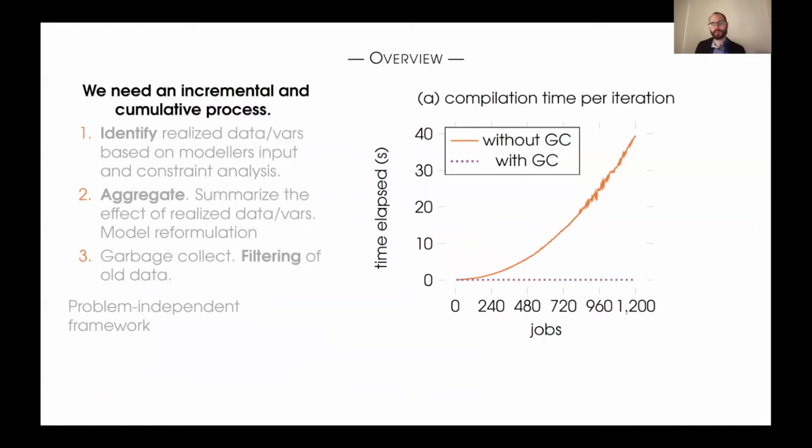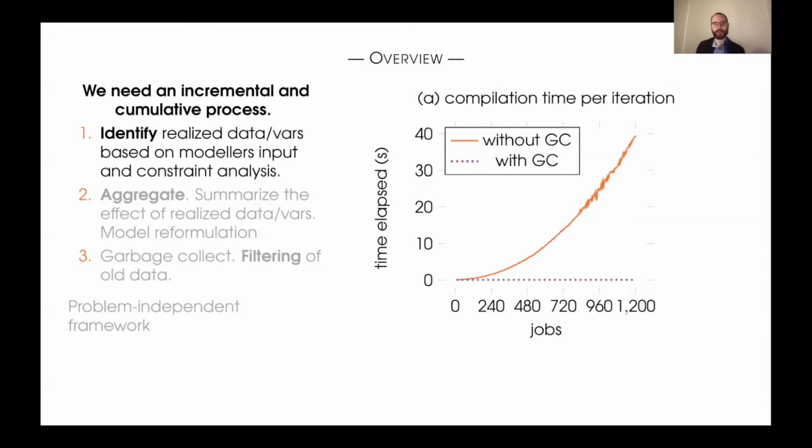So let's look at that little graph there to the right. This is the motivation behind this, right? In another paper, we saw that when we modeled these online problems, if we didn't have any garbage collection at all, the compilation time skyrocketed after a while. But if we had a really simple garbage collection mechanism that was specific to that problem, then we got really good improvement there. So we want to do this problem independently.